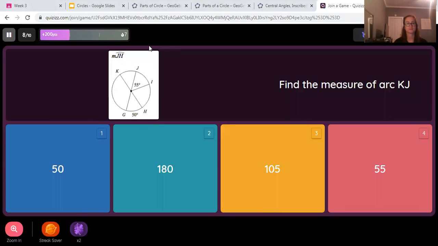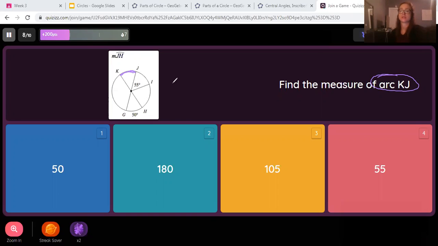Not now. Okay. So this is the one that was asking us for arc KJ. So if we go to K and look at J, it's this part right here. And what you've got to realize here is that you've got a lot of pieces, you've got a lot of information. You just got to figure out how to use that information. So we know that this part here is 55 degrees because the central angle is the same. We know that this angle in here is 50 degrees.